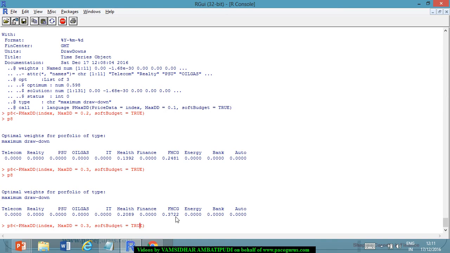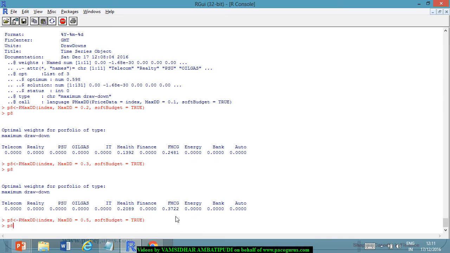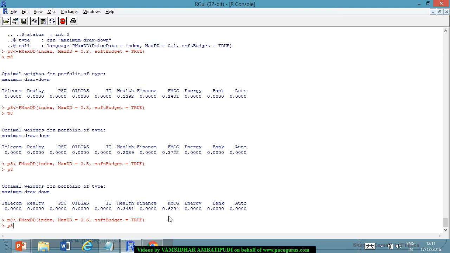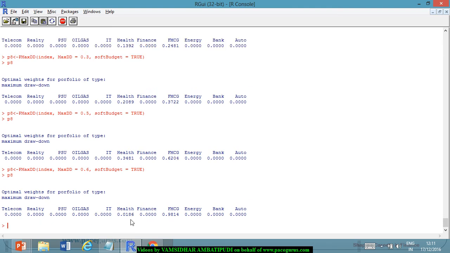So even if I am going with 50, probably it is saying if you have a drawdown constraint, focus on only these two sectors. If you have a maximum drawdown constraint in place, focus on these two sectors itself, 34 and 62. But if I am setting it for 60%, now you see. If I am going for 60%, then it has changed the composition altogether. 1% you put in healthcare, 98% you put in FMCG.